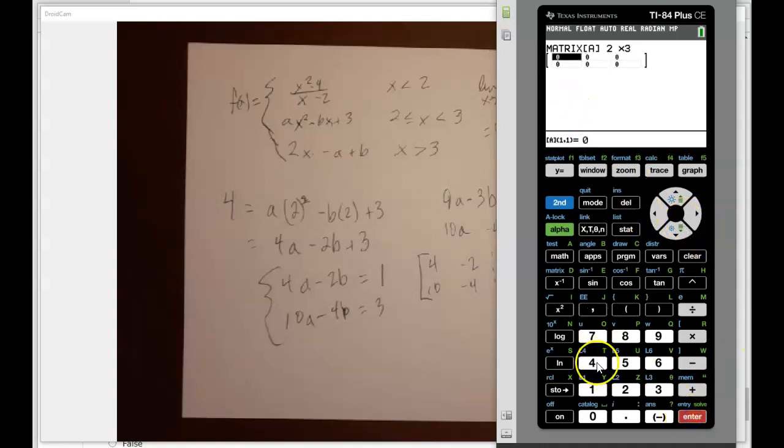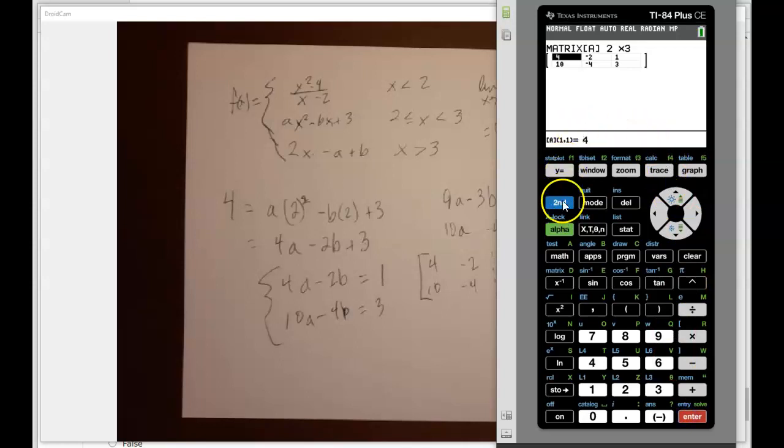So now I'm just going to type the numbers in there. 4, enter, -2, make sure you're using the negative, 1. It goes straight across the row, just like I wrote them down. Straight across the rows. 10. So the A's and B's have to be on one side, and the numbers have to be on the right. So this is -4 and 3.